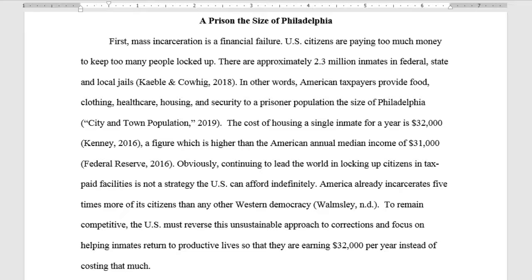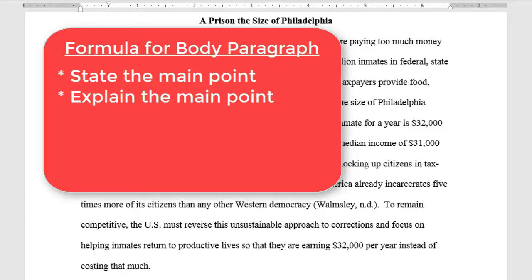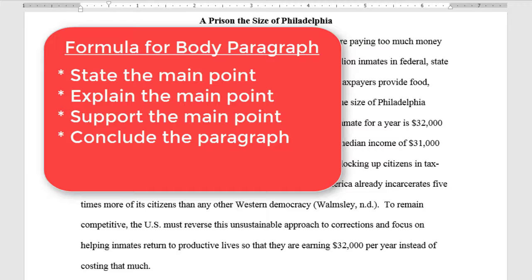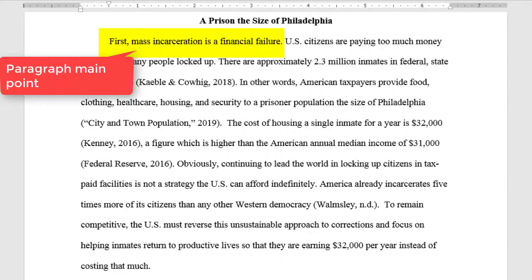In this first body paragraph, Jane uses the classic formula for a body paragraph in a research-supported essay. State the main point of the paragraph in the first sentence. Explain the main point, then support the main point. And finally, conclude or wrap up the paragraph in your own words. Let's read the paragraph's stated main point. First, mass incarceration is a financial failure. So, the paragraph's main point is succinctly stated in Jane's own words. It clearly states what the paragraph must develop and support, the idea that mass incarceration is a financial failure.